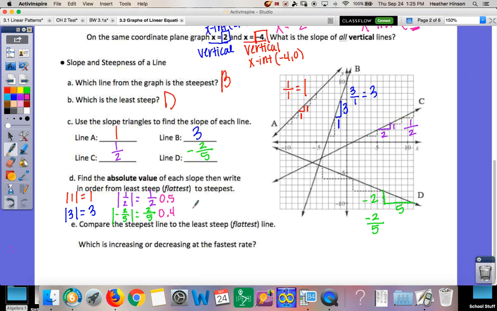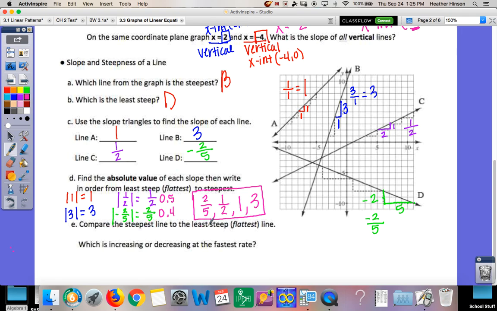So then we can compare these. We have 1, 3, 0.5, and 0.4. What is your least steep, your lowest number? Well, 0.4. So we're going to use the fraction 2 over 5. That's going to be the lowest. What would come after 0.4? 0.5. So that 1/2. What would come after 1/2? 1 or 3? 1. And then your highest number on the list is 3. So 2 over 5, 1 over 2, 1, then 3.